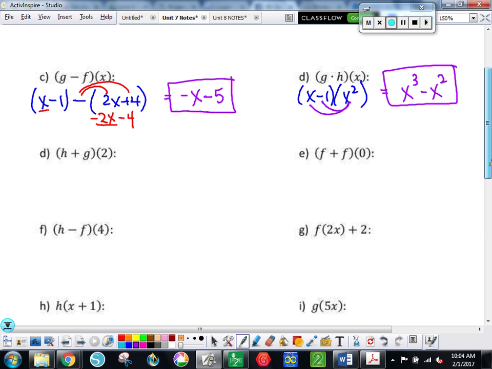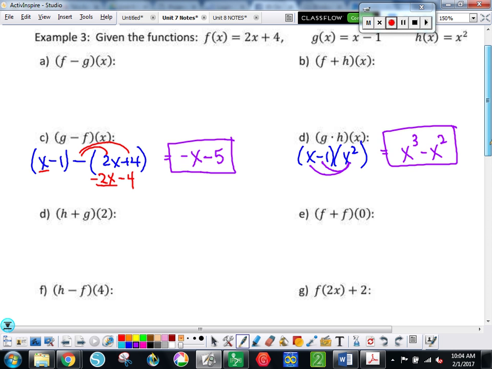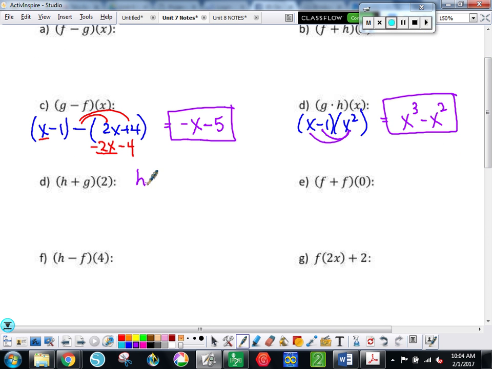Alright, moving on. How is part D? Oh, I see why you asked which part D are we doing. Thank you, got it. How is part D, the second one, different from the other one? There's a 2 right there. So there's 2 ways you could do this. You could either figure out what h plus g of x is, and then plug the 2 into that. It's not the way I like to do it though. I prefer, and I find that you make fewer mistakes, if you find h of 2, you find g of 2, and then you add them together.